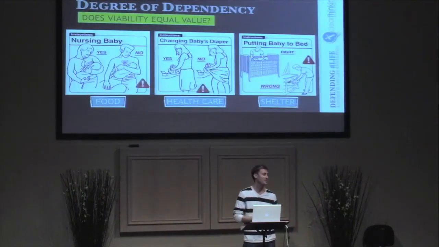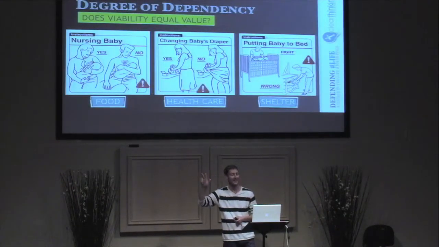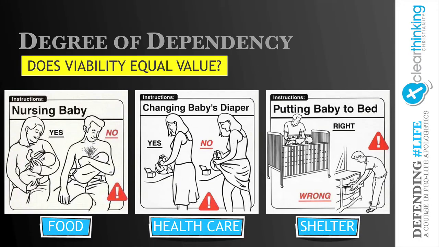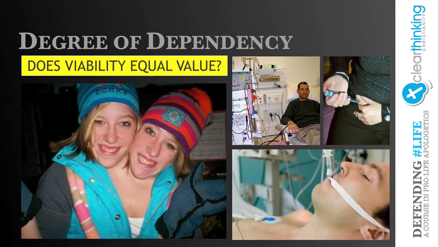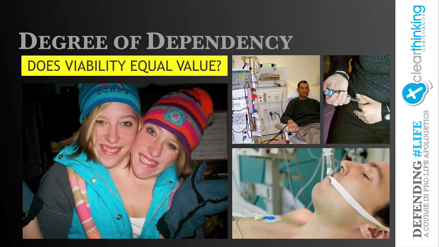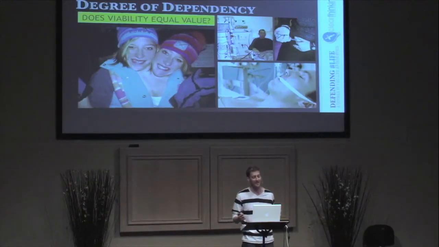The last thing is degree of dependency. So size, level of development, environment, and degree of dependency. Okay, finally. Some will argue that the unborn is not a person because they're dependent on their mother for survival. But why is degree of dependency relevant to your value? True, the unborn depends on the mother for food, shelter, protection, health care. But how does viability equal value? The ability to survive completely independent of anyone or anything else, is that where you get your value?